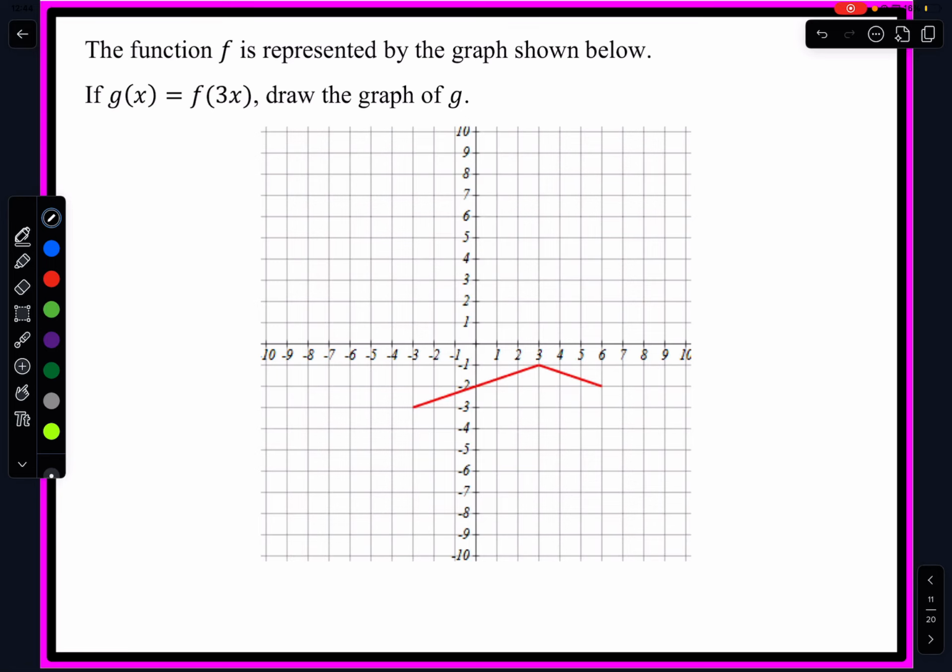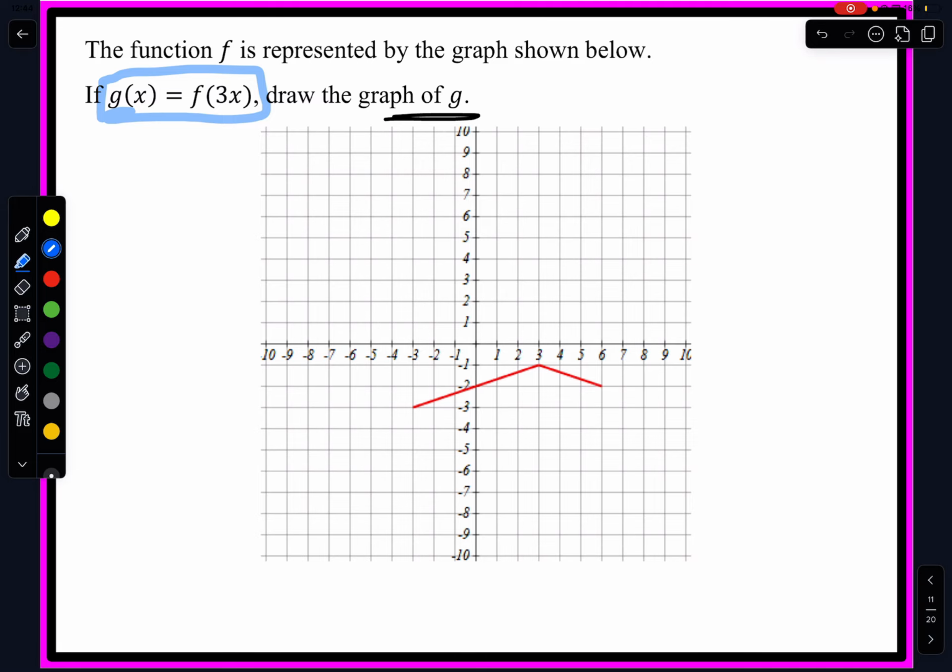In this video, I'm going to give you an example similar to your homework. We have here the graph of f, and we want to draw graph g, but g is defined as f of 3x, as you see right here. Well, what does this mean?